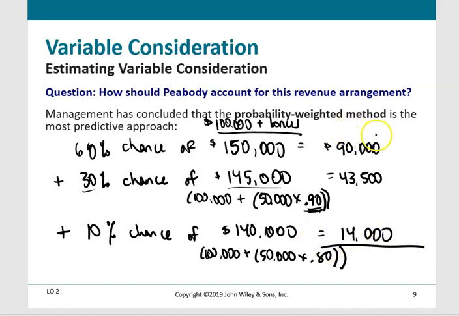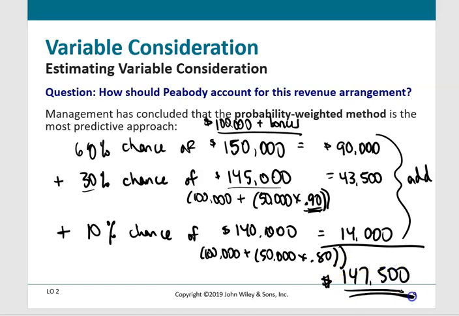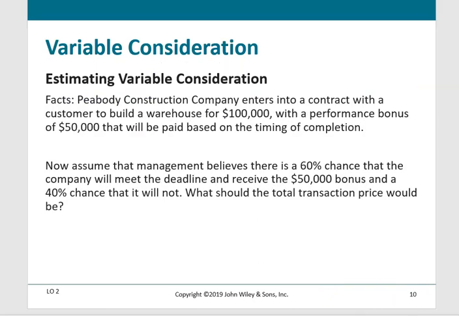And we add all of this up, and we get an expected contract amount of 147,500. So that's now, if, on the other hand, management believes that there's a 60% chance that the company will meet the deadline and receive the full $50,000 bonus, and a 40% chance that it will not, then the company is more likely to value this contract using the most likely amount method.